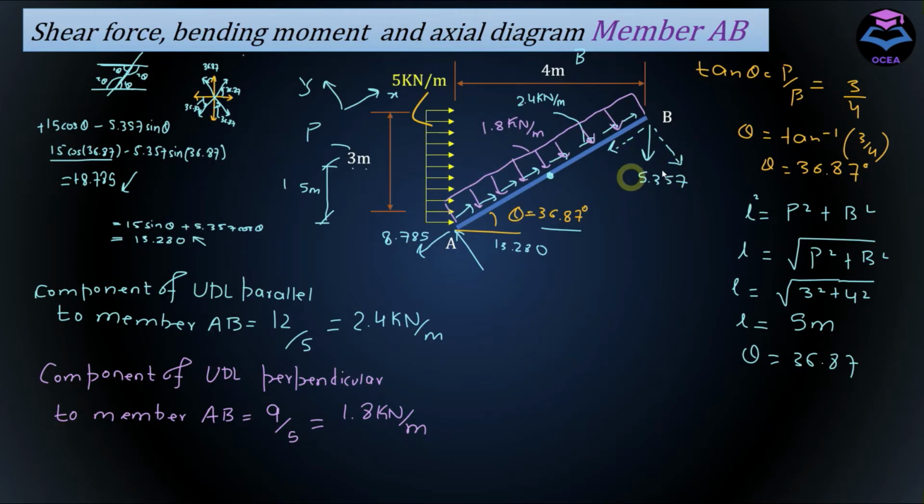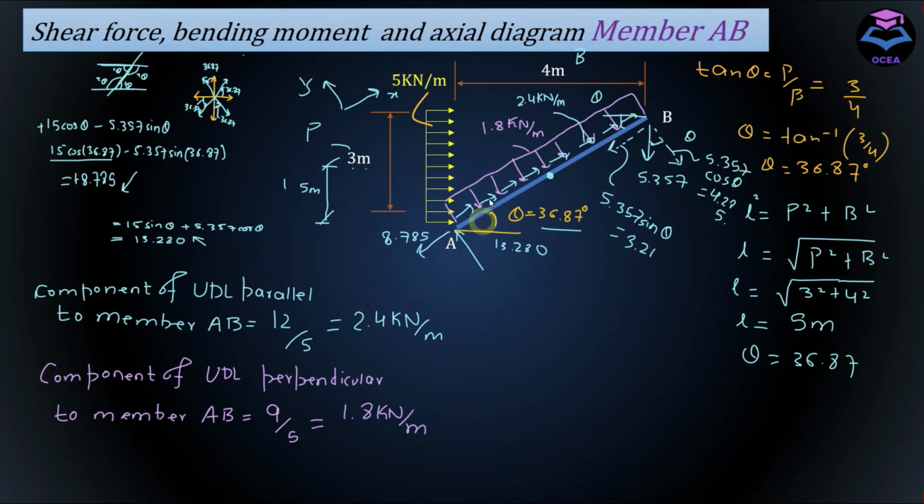And at the last we have to resolve this force 5.357 into the respective components. We know that this angle here is theta, which is equal to 36.87, and using the same concept that we applied at A point, this angle here is going to be equal to theta. Since this component has an angle adjacent to the resultant force, this is going to be 5.357 cos theta, and this will be 5.357 sin theta. This is equal to 3.21, and this is equal to 4.285.